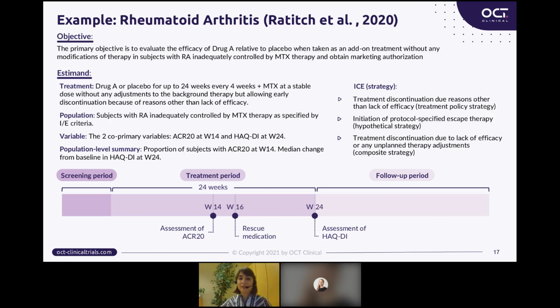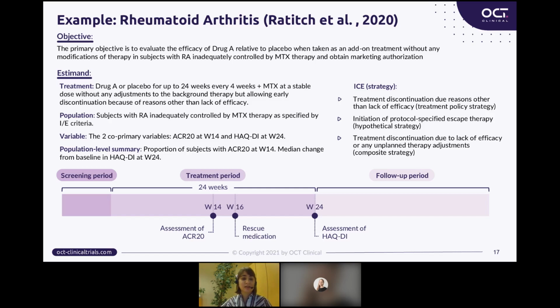The first is treatment discontinuation for reasons other than lack of efficacy, without further initiation of any adjustments to the background therapy. In this case, observed outcomes after the intercurrent event are compatible with the treatment regimen of interest, and we can use treatment policy strategy.